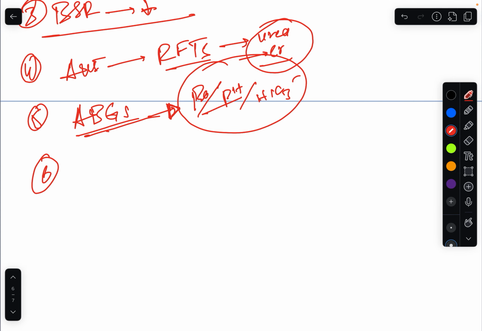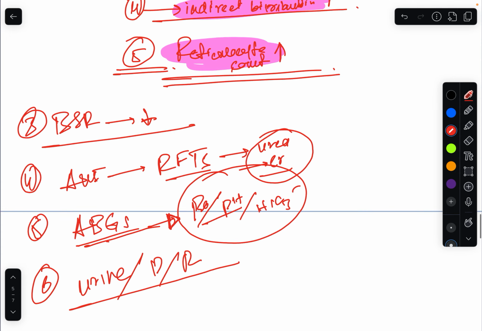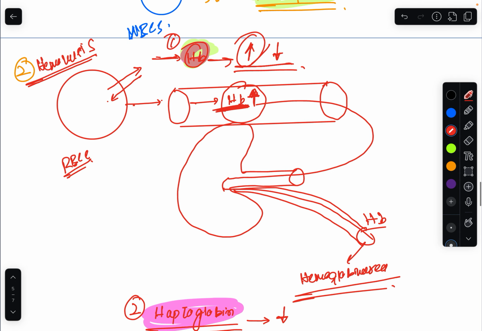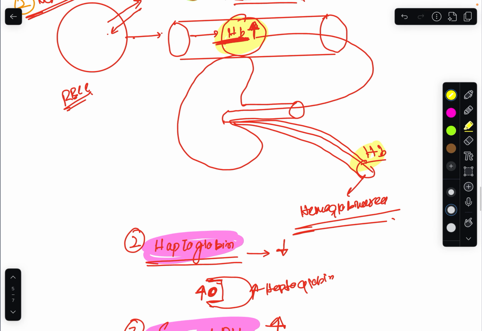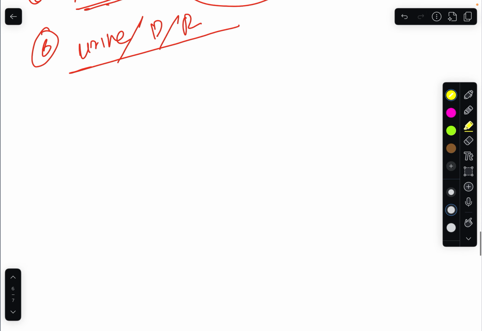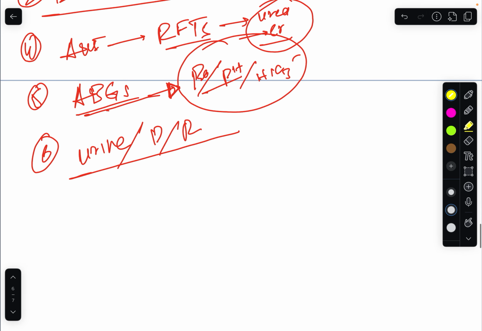Then we will perform urine complete examination to see hemoglobinuria. I told you when the hemoglobin concentration in the blood is increased, it will come into the urine, and this condition is known as hemoglobinuria. So that's why we will perform urine complete examination to see hemoglobinuria. So these are the 6 general investigations which are performed in a patient with suspected malaria.